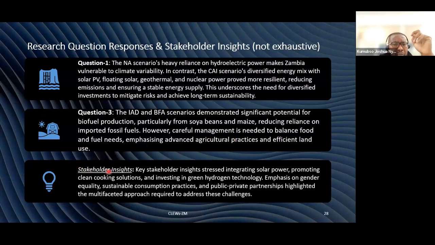Then what was key from the stakeholder engagement were insights that stressed integrating solar power, promoting clean cooking solutions, and investing in sustainable hydrogen technologies. Emphasis was also made on gender equality, sustainable consumption practices, and leveraging climate finance or public-private partnerships for us to be able to prepare for and afford such a sustainable and resilient future.